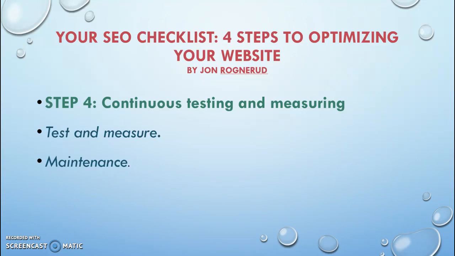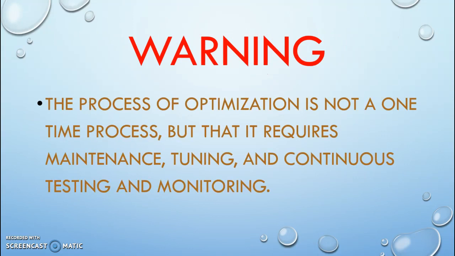The last thing he talks about is maintenance. He says that maintenance is ongoing addition and modification of keywords and website content are necessary to continually improve search engine rankings so growth doesn't stall or decline due to neglect. So it's something that you continually have to do. Just like John said in the warning I said, that the process of optimization is not a one-time process, but that it requires maintenance, tuning, and continuous testing and monitoring.